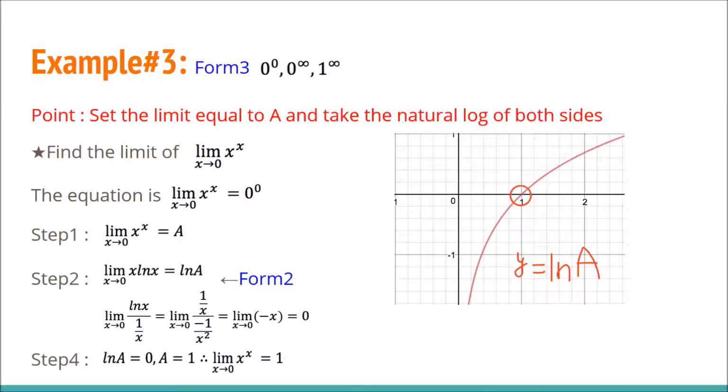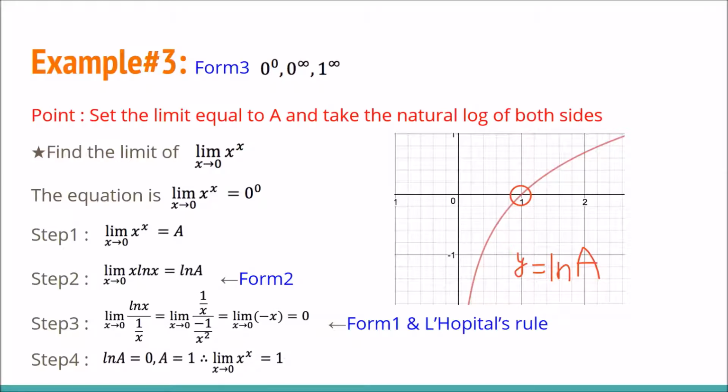which equals 0. But because we applied the natural log to our function previously, 0 is actually equal to the natural log of our limit, and so our limit is equal to 1.